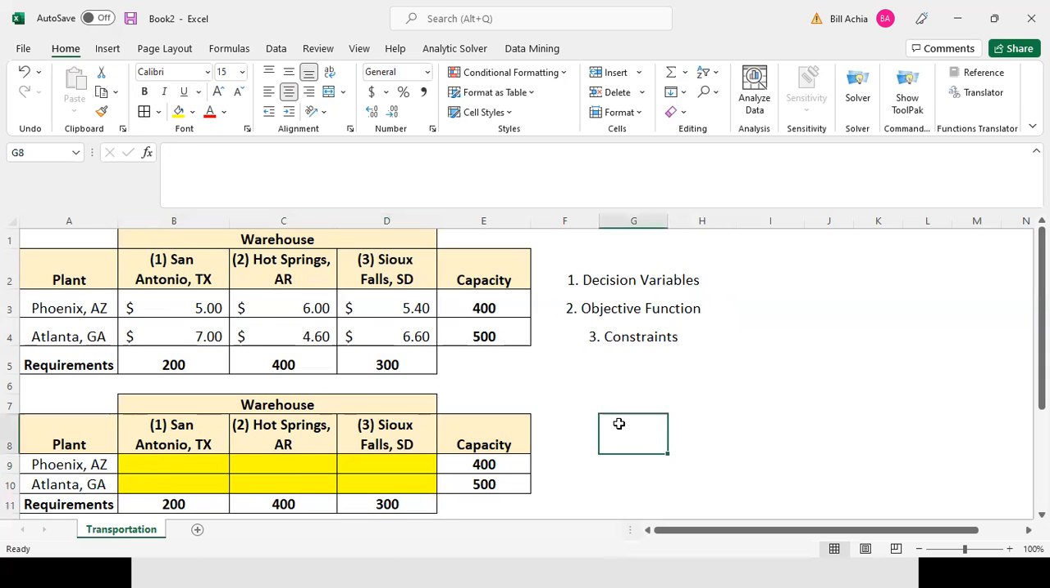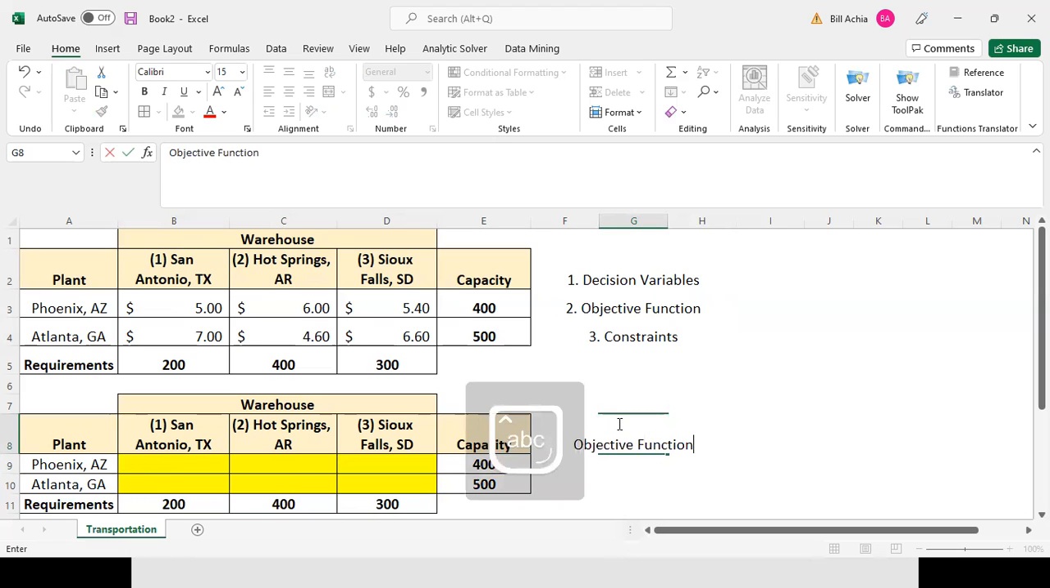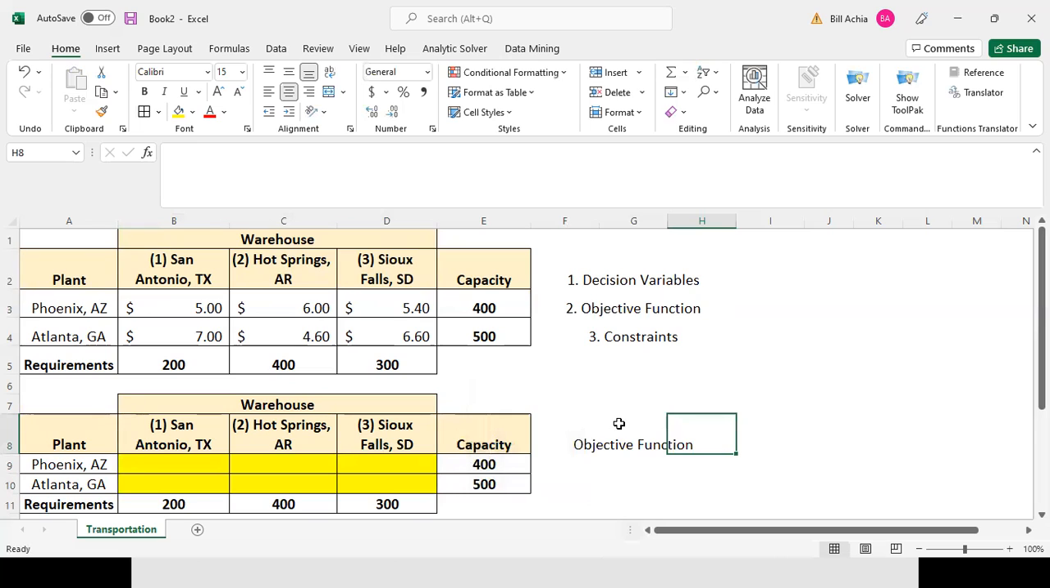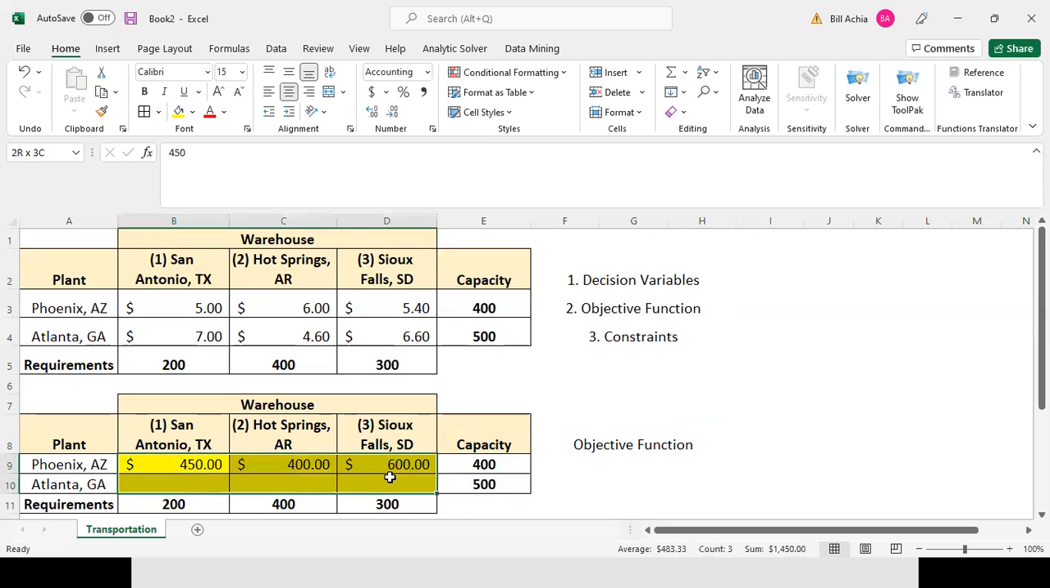Okay, so I'm going to put a cell here that I'm going to call my objective function. And I'm going to put a formula here that's basically going to multiply the cost to move 1 ton by the total tons moved. So once we solve this, we're going to use Solver here, and it's going to give us some numbers here. Maybe 400, whatever those numbers would be.